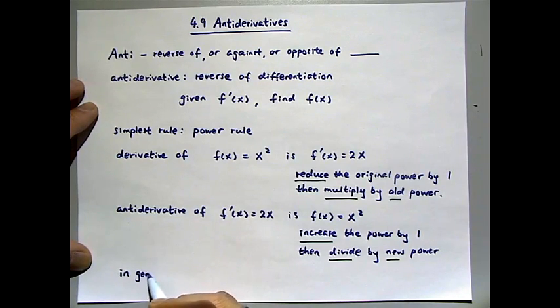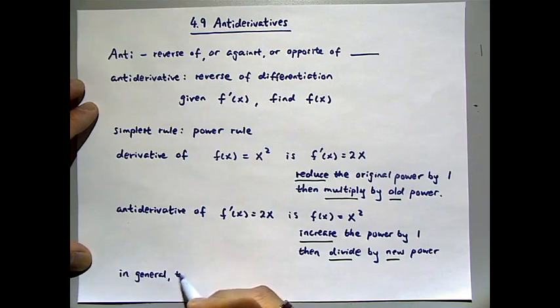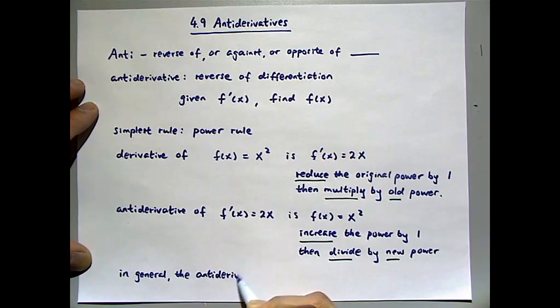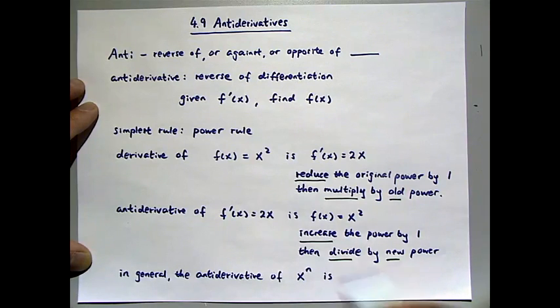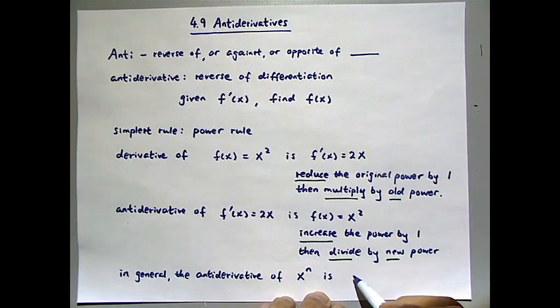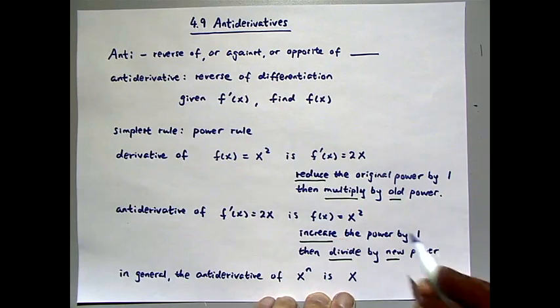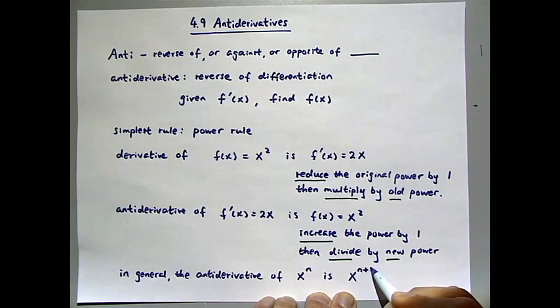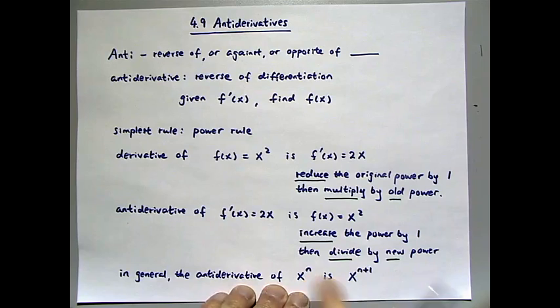So in general, in words, the antiderivative of x to the n is: we increase the old power by 1. So whatever n I started with, I add 1 to it. Then I divide it by the new power, n plus 1.